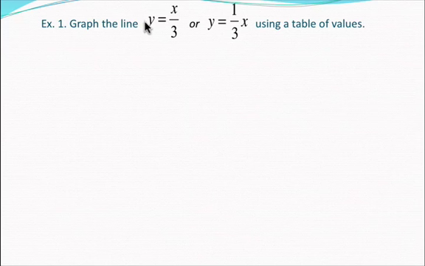And by this, we're going to take a look at y equals x over 3, or y equals x divided by 3. And I want you to note that this is the exact same thing as y equals 1/3 x, which means 1/3 times x, because multiplying by a third is the exact same thing as dividing by 3.